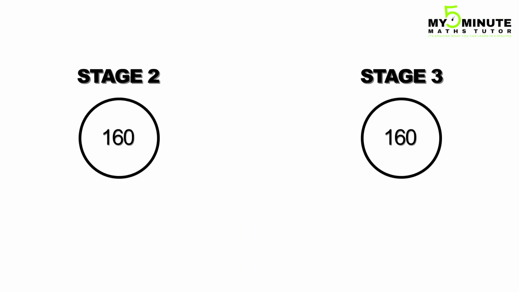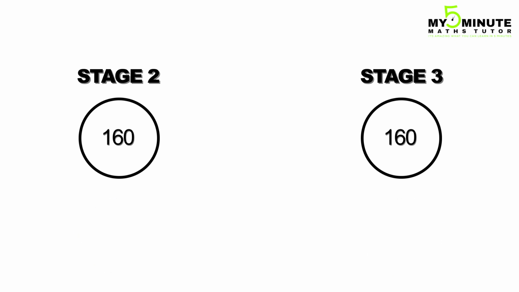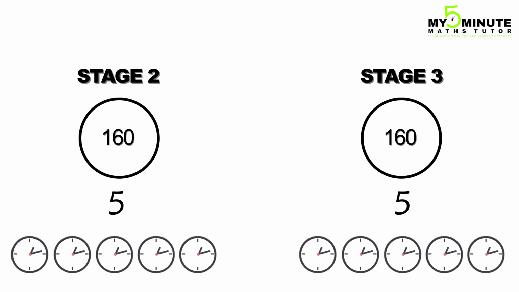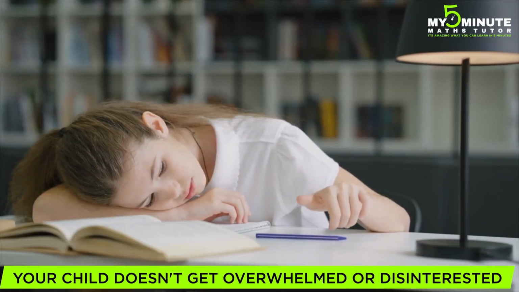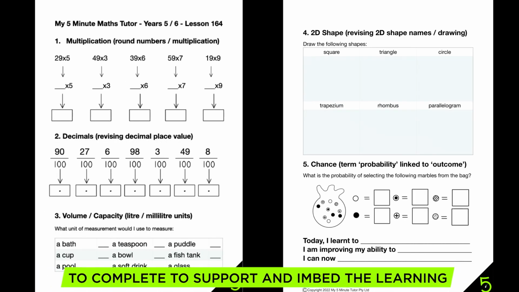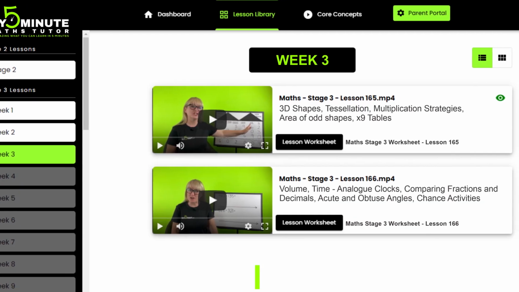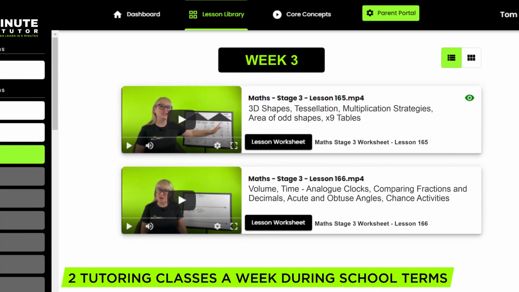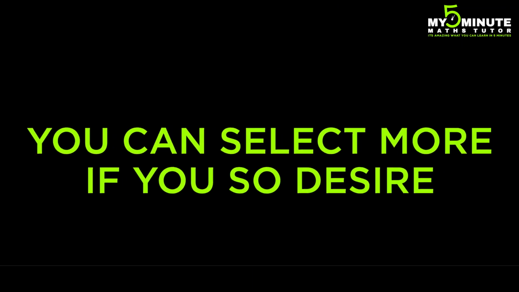Each stage is made up of 160 tutoring lessons, each approximately 30 minutes in length. And each tutoring lesson is broken down into 5 5-minute individual category lessons so that your child doesn't get overwhelmed or disinterested. At the end of each lesson, there's a worksheet to complete to support and embed the learning. The system is set so that your child has 2 tutoring classes a week during school terms, but you can select more if you so desire.